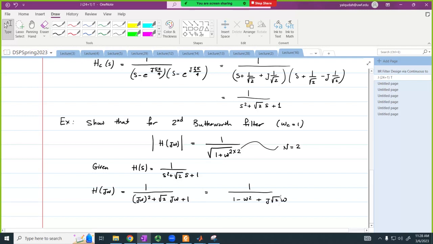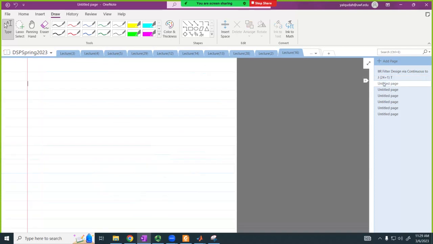How do we calculate the magnitude of this? This is complex. How do we take the magnitude? Square the real and imaginary. Exactly. We take the square root of the real squared plus the imaginary squared.